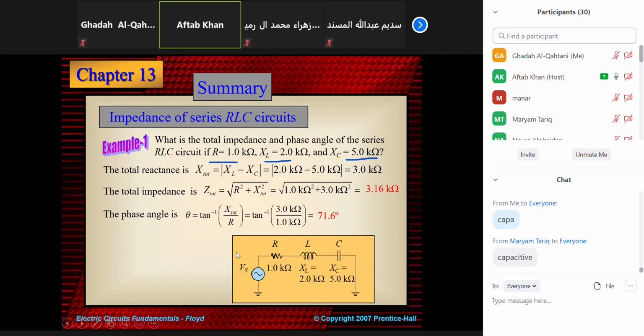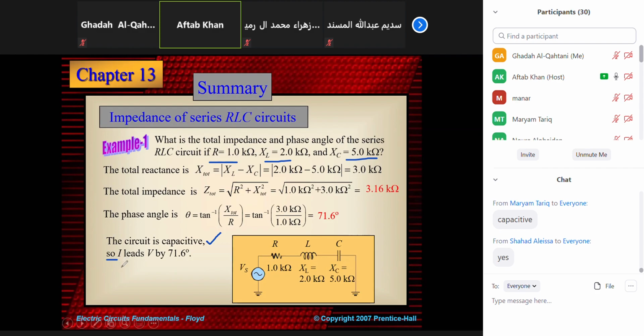So in capacitance, do you know that current leads the voltage, right? In capacitance, current leads the voltage. So what is our statement now? The circuit is capacitive, so I leads the V, and how much will it lead? This much. Clear?